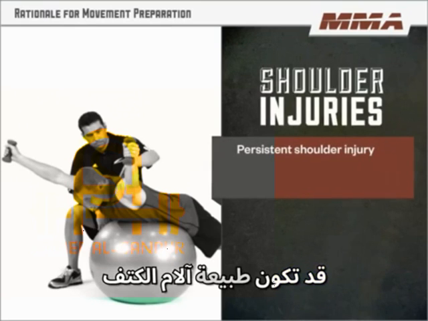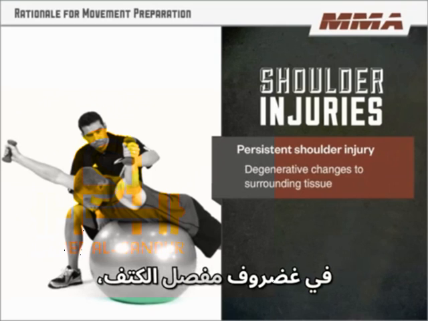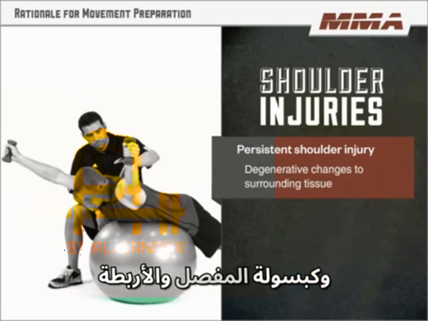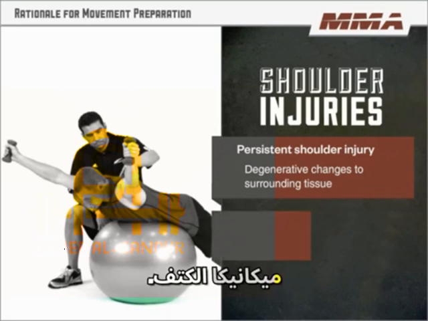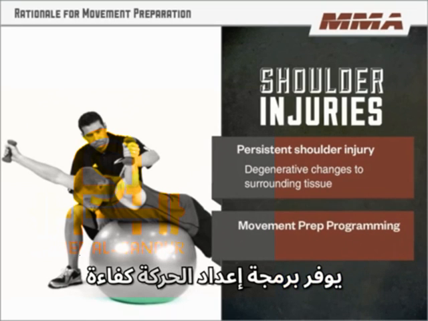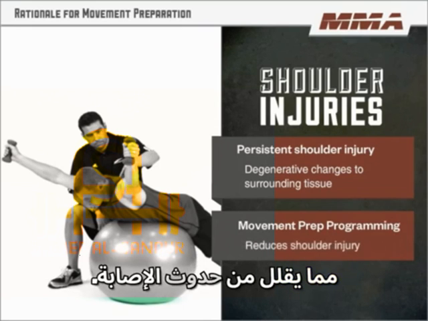The persistent nature of shoulder pain may be the result of degenerative changes to a shoulder's articular cartilage, joint capsule, and surrounding ligaments and tendons. This is due to altered shoulder mechanics. Movement prep programming provides optimal neuromuscular efficiency of the shoulder, reducing the incidence of injury.